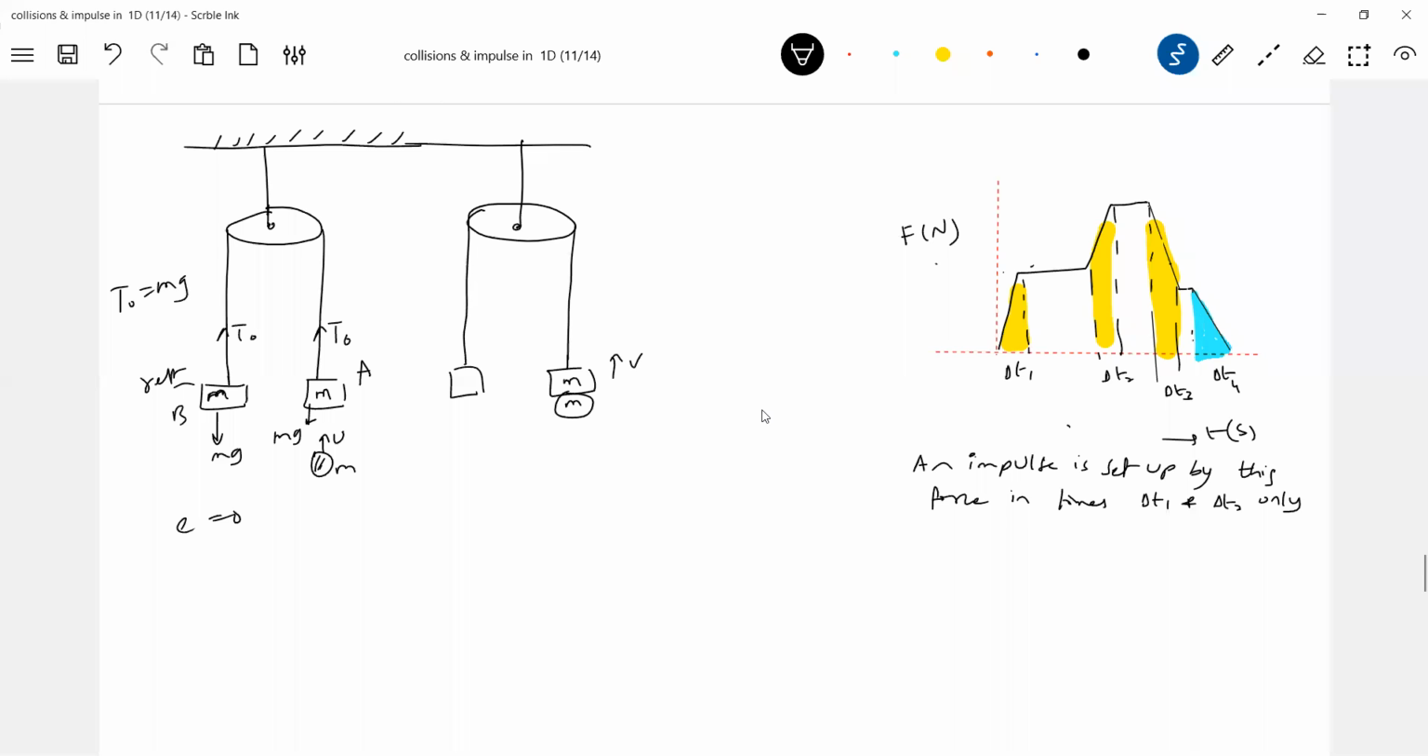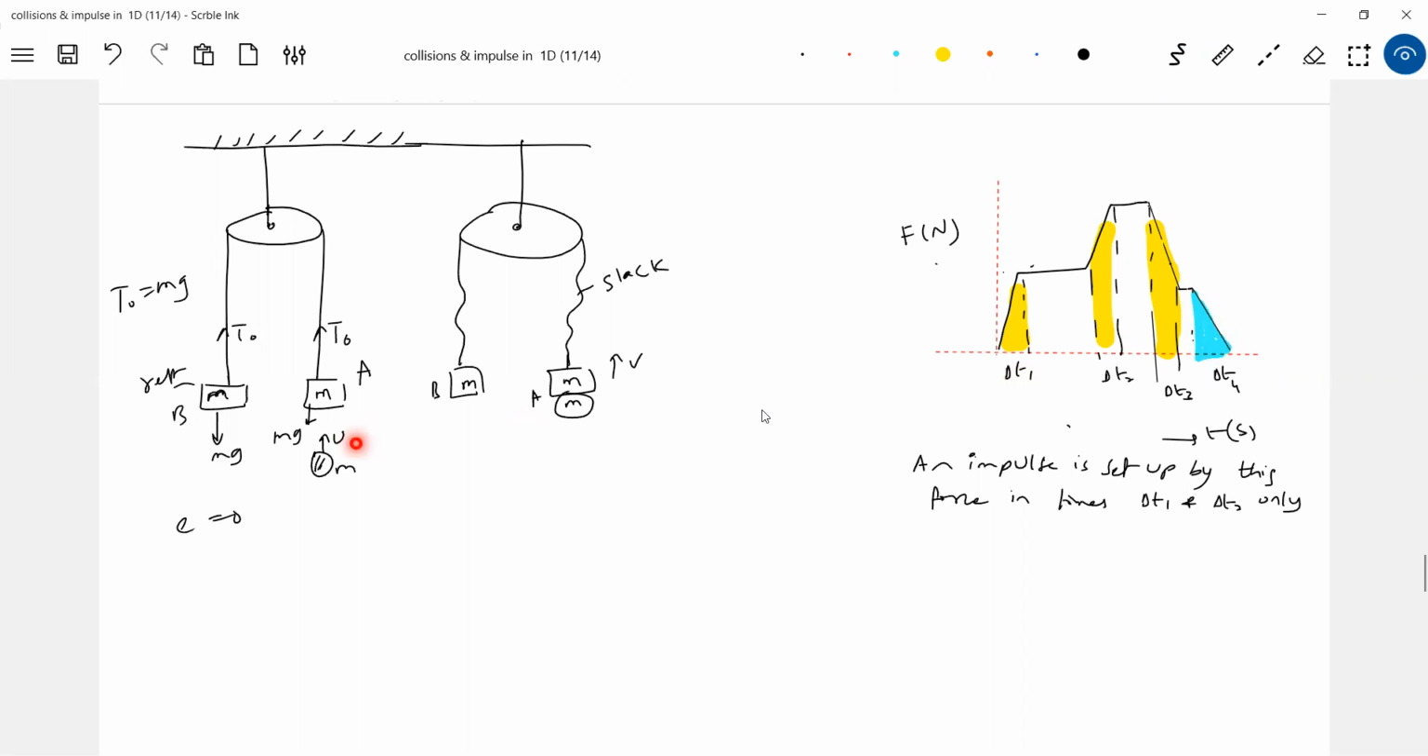And what will happen just after collision? The string will become loose. Just after impact, the string will become loose. Any impulse in the string? No, it will not be set up. The tension changes from T naught equal to mg to 0. The combined block will start moving up, no? The string will become slack. Tell me, where is the question of impulse now? So if a force from non-zero suddenly becomes 0, then no impulse is set up.